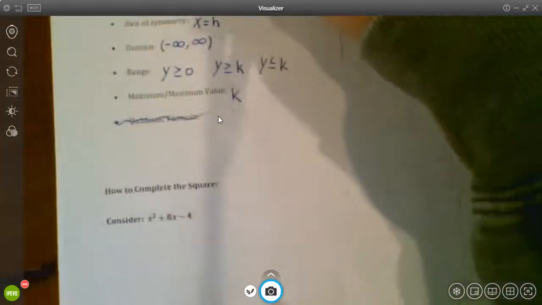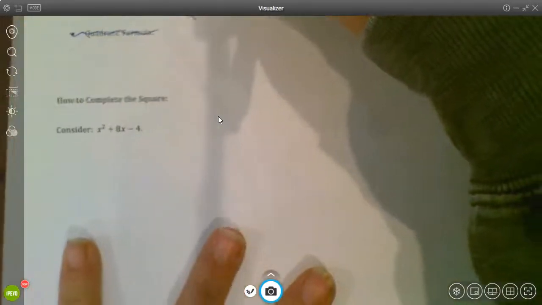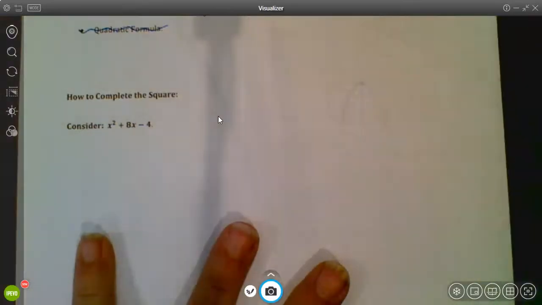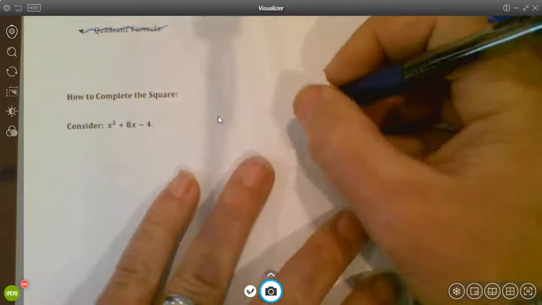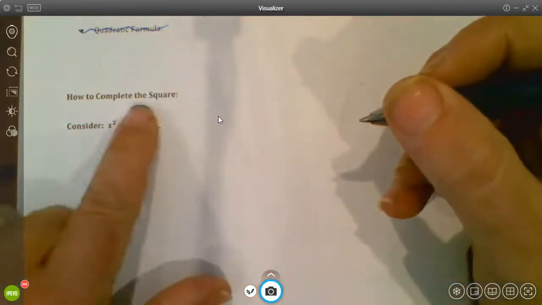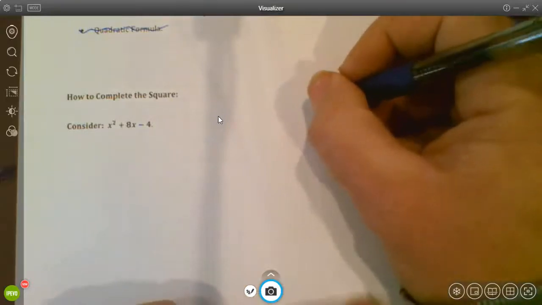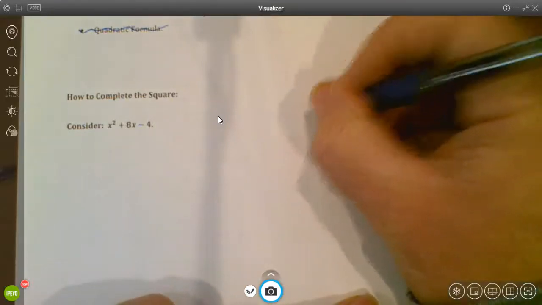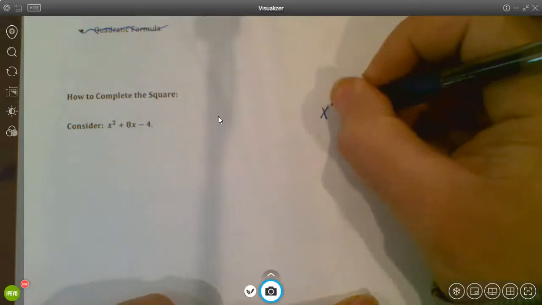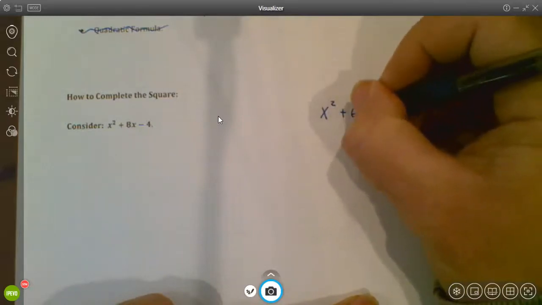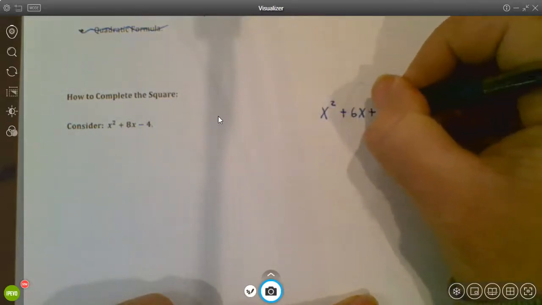If you go down to the bottom of page 1, where you see this, it says how to complete the square. So here's the issue, and I'm going to give you a made-up example because I want you to see something first: what does it even mean to have a perfect square when we're doing stuff like this? So consider this trinomial for a minute. If I said x squared plus 6x plus 9.